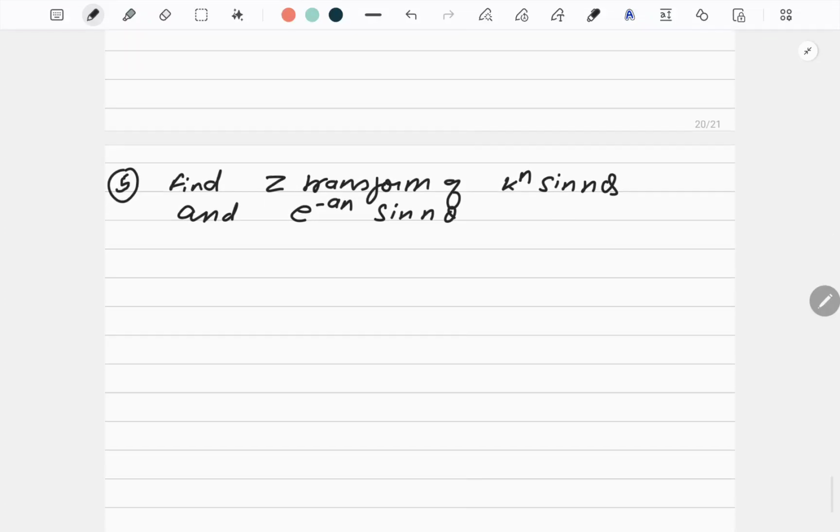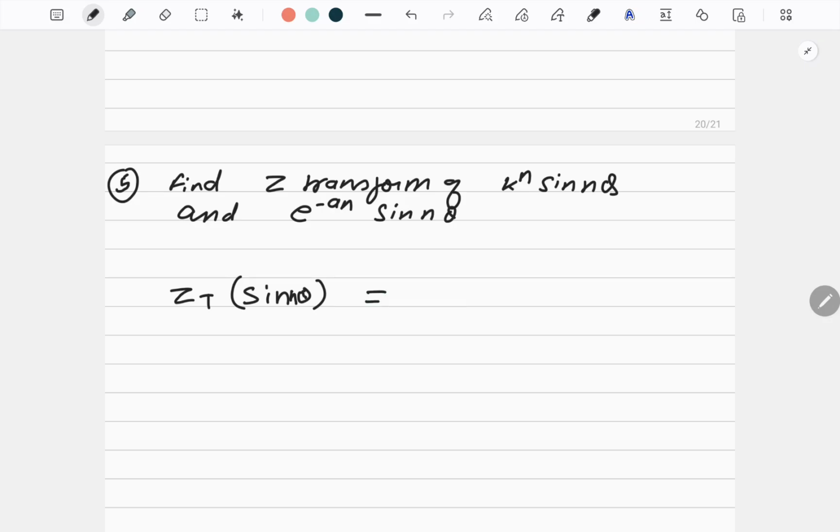Now come to the next question. You have to find out z transform of k to the power n sin n theta and e to the power minus a n sin n theta. Again, for this standard result, z transform of sin n theta you should know. Right? Many times in exam, when they want to ask for more marks, they tell like that: find the z transform of sin n theta, hence deduce the z transform of a to the power n sin n theta or k to the power n sin n theta or e to the power minus a n sin n theta. So that time you first derive the z transform of sin n theta as we have done in the previous video. Right? And then use this result and put the final results.